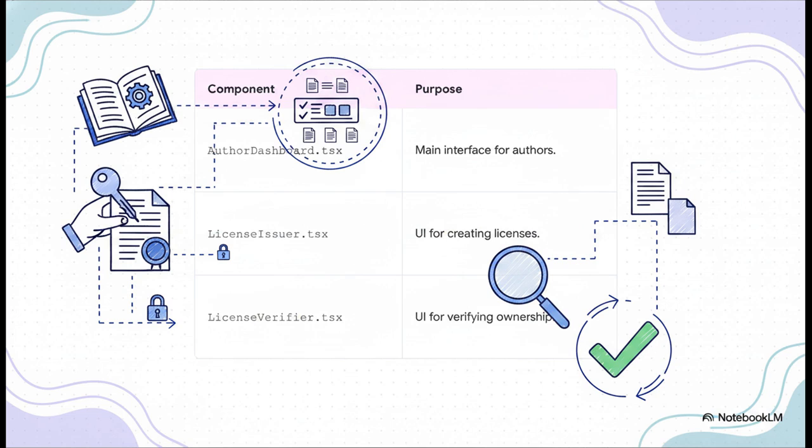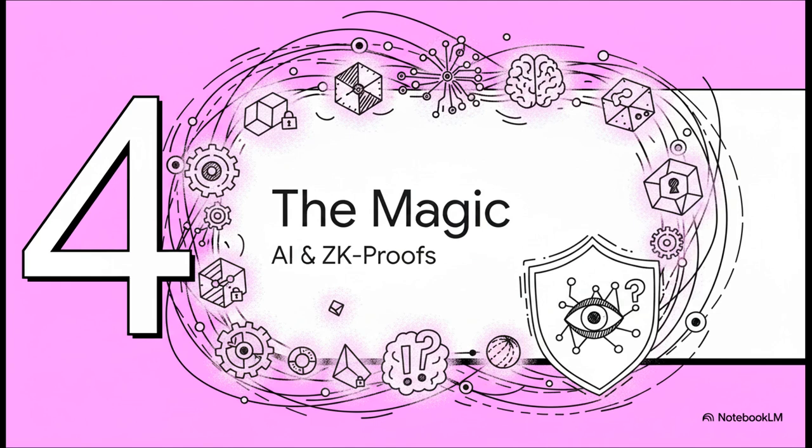And maybe most importantly, you have the license verifier. This is the part that anyone in the world can use to check a proof and confirm it's valid, all without ever getting a peek at your private work. Okay, we've seen the engine, we've seen the cockpit, now it's time to talk about the magic.